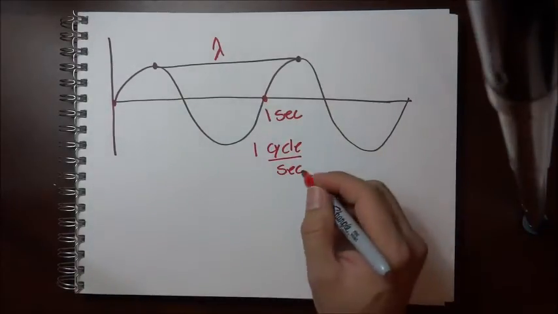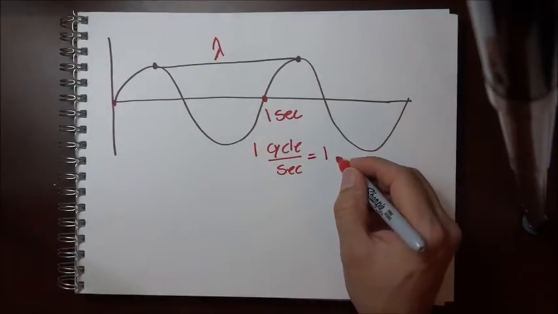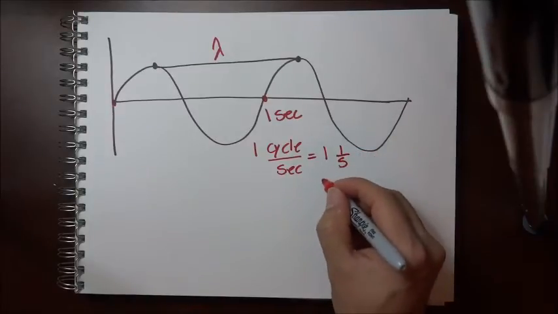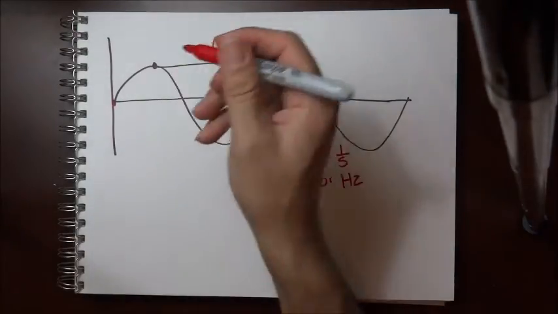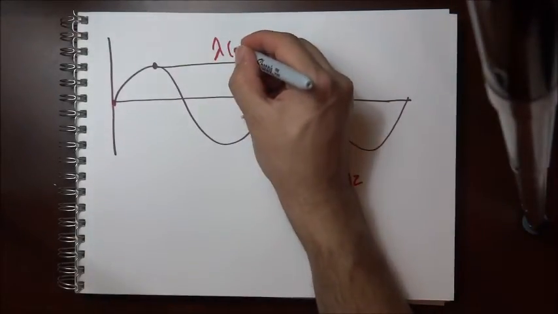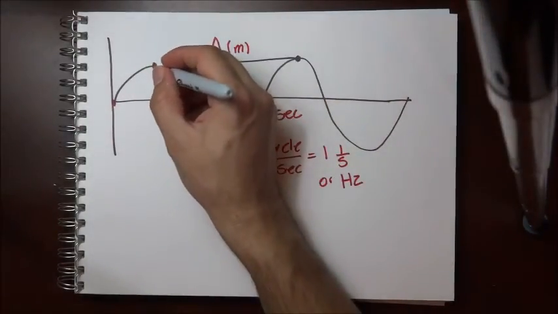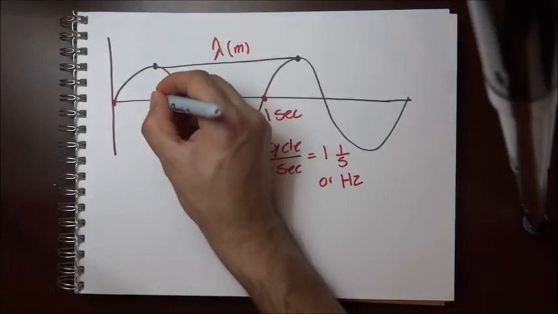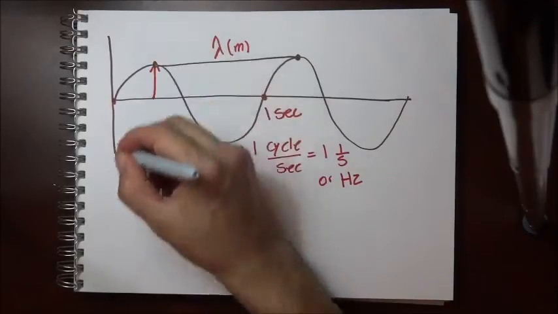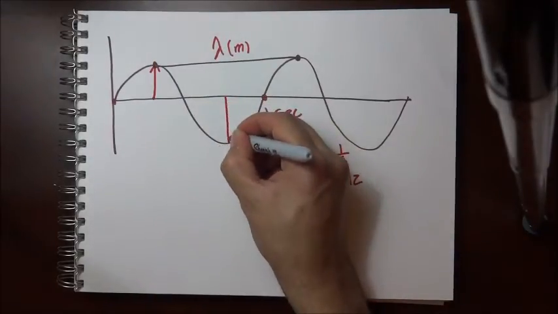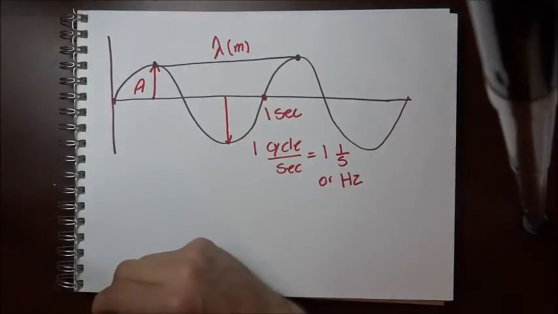So we say the frequency is going to be 1 cycle per second, and it has unit of 1/second or hertz. And wavelength, it has unit of meter. And the last thing we need to cover is the amplitude. Amplitude is the distance between the horizontal line and the maximum point or the minimum point. That one is going to be the amplitude. We show it by A.